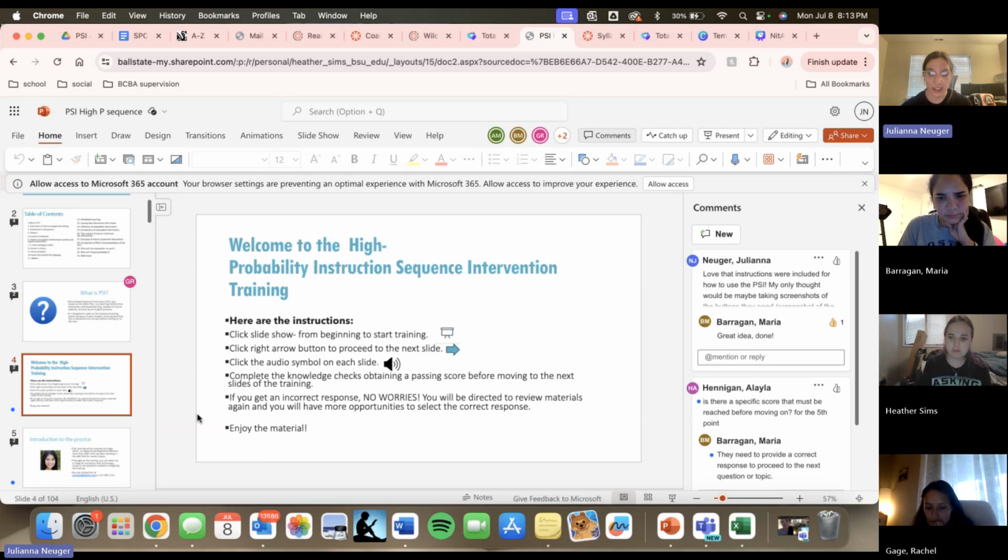This one is just a quick little intro on how to use the PowerPoint. I thought it was really nice that there were instructions, and they also included little icons to show what it looked like. So I thought that was really accessible and just very motivating.